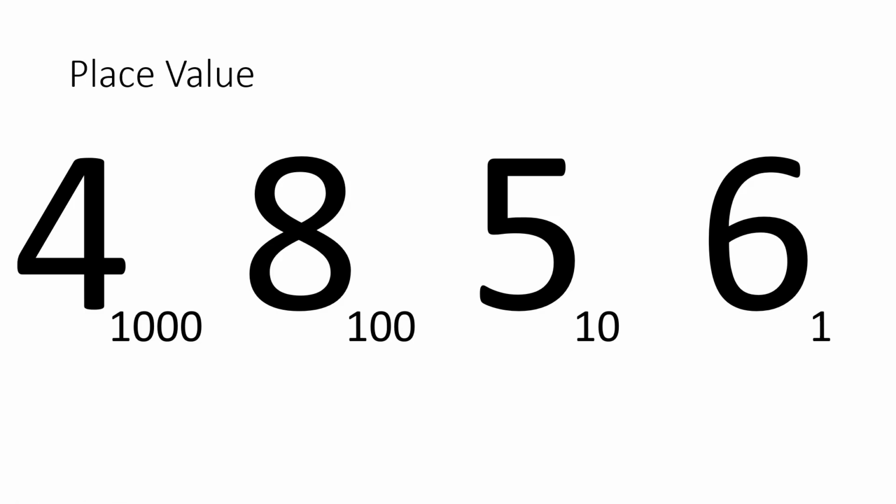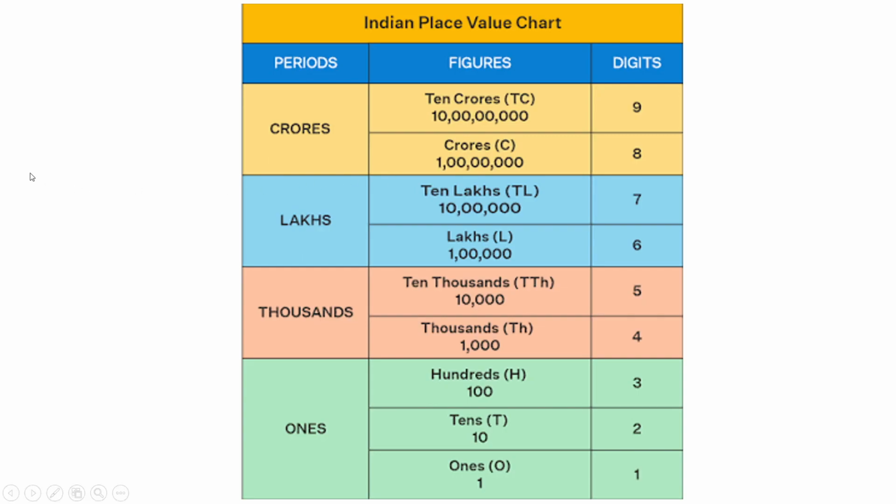Okay, now we move ahead. We have a place value chart to study numbers. In the Indian system, we have an Indian place value chart which starts from ones and moves on to higher places, for example crores in this chart. So we start from ones, higher than that is tens, then hundreds, then thousands, ten thousands, lakhs, ten lakhs, crores, and ten crores. So we move from ones to ten crores in this place value chart.